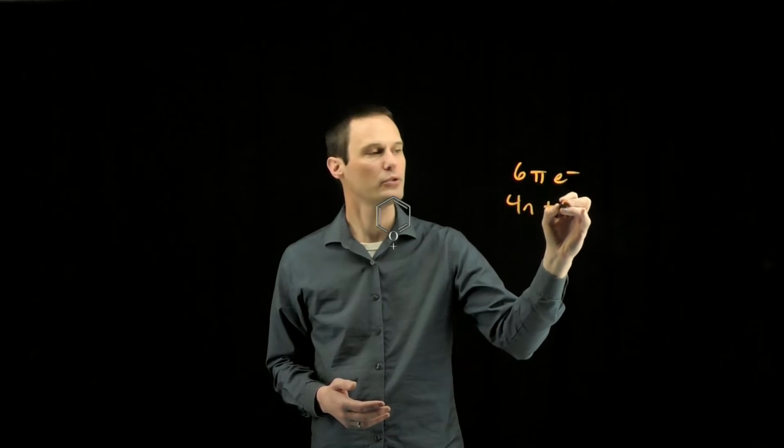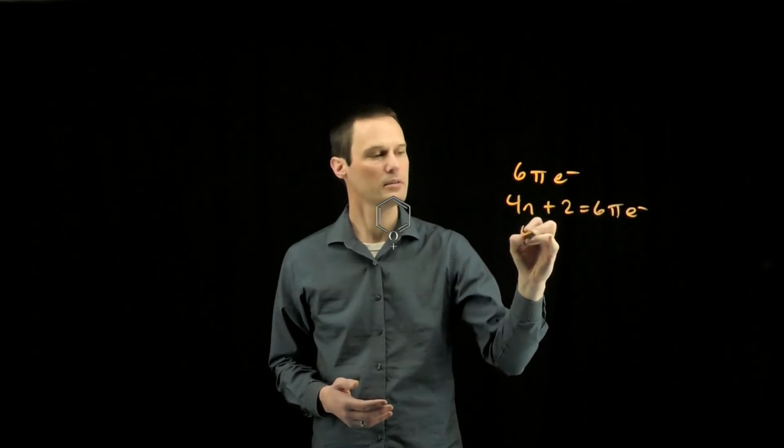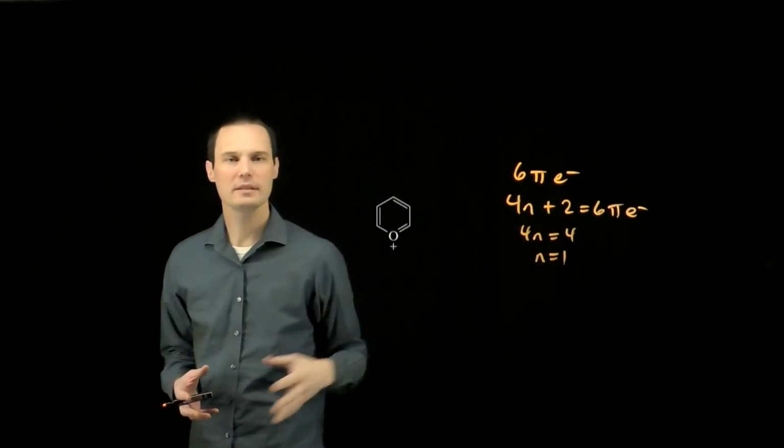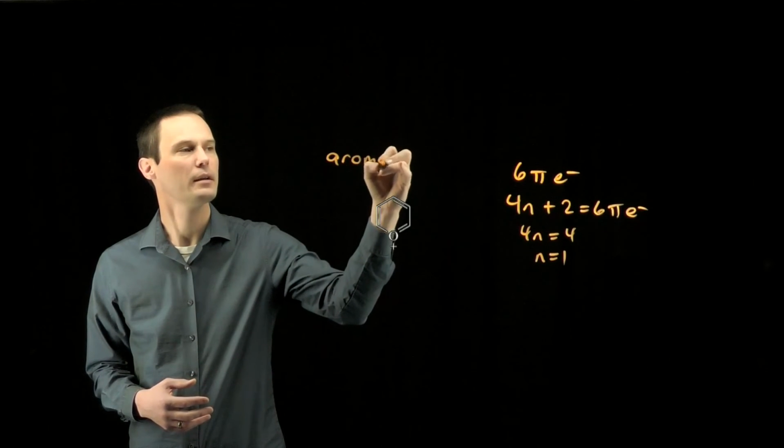We can plug that into our equation. 4n plus 2 equals 6 pi electrons. 4n equals 4, n equals 1. This molecule does satisfy the 4n plus 2 equation, so yes, this molecule is an aromatic molecule.